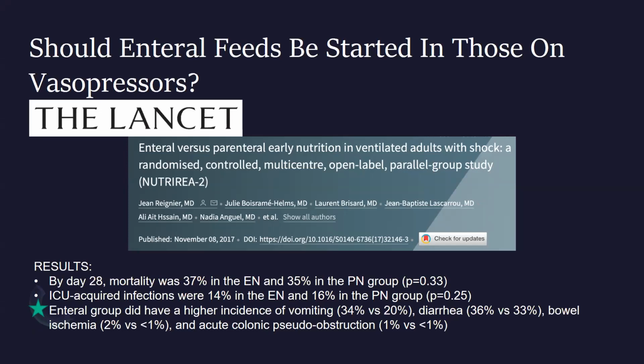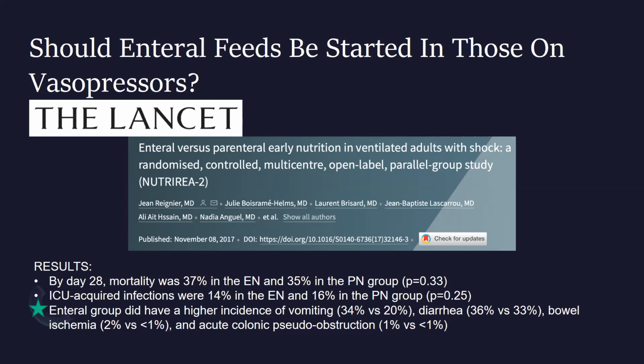So the average amount of vasopressors the patients were on, I can't scroll down on my notes, was, for a 70 kilogram individual, 37 micrograms of Levophed, and that was on average. So half the patients were even higher than that. So this was a really significant amount of vasopressors. And even with that, the mortality and ICU-acquired infections were not different. There was just more bowel ischemia.